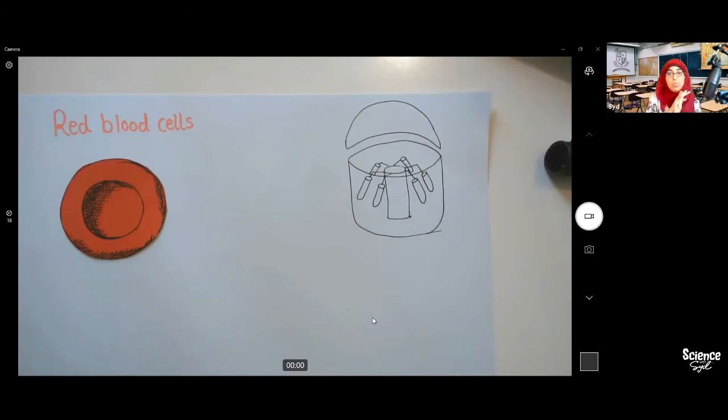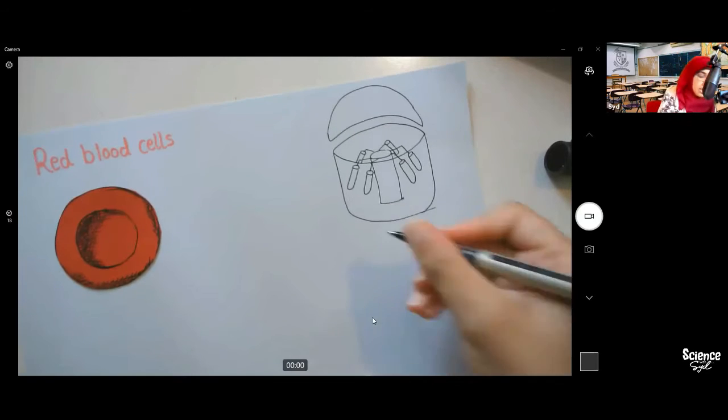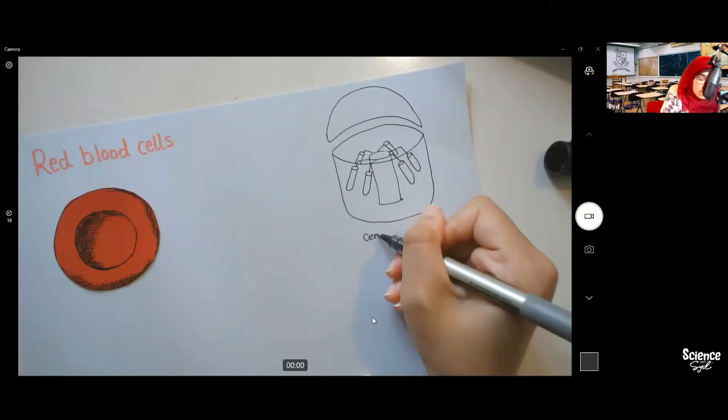So here we have a machine, and I've said to you, it works like a washing machine. What does a washing machine do? A washing machine spins really, really fast. And a centrifuge does the exact same thing.